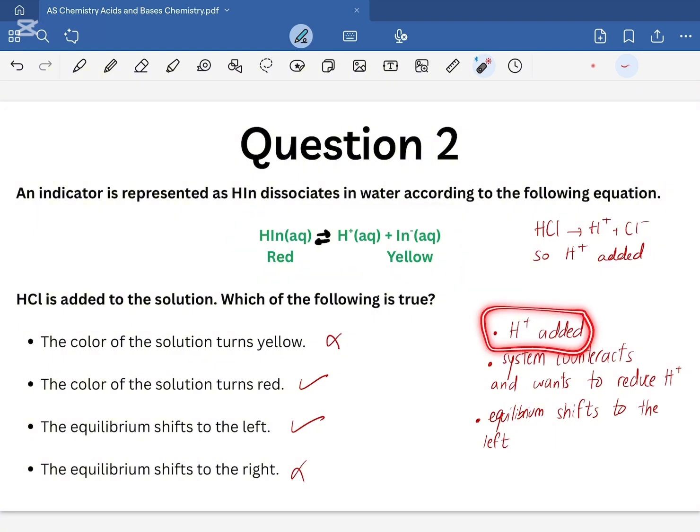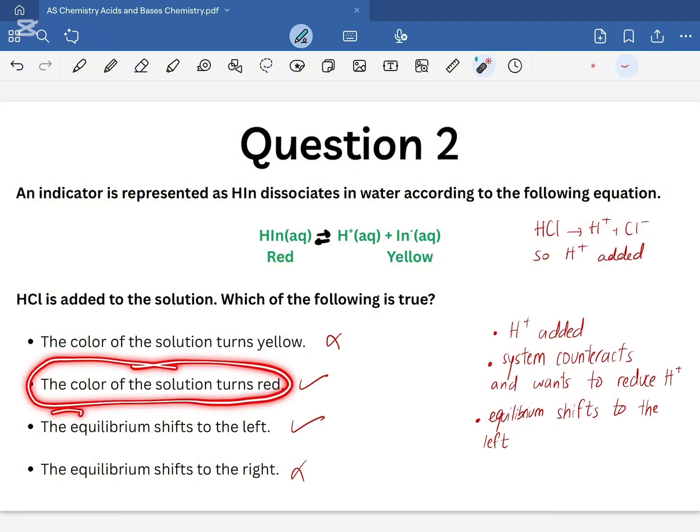And if H+ is added, we need to remember Le Chatelier's principle, that the system will counteract this change and wants to decrease the H+ ions. So it's going to shift towards the left side, and the solution is going to become red. So the correct option is this one, as the solution turns red, and the equilibrium is going to shift to the left.